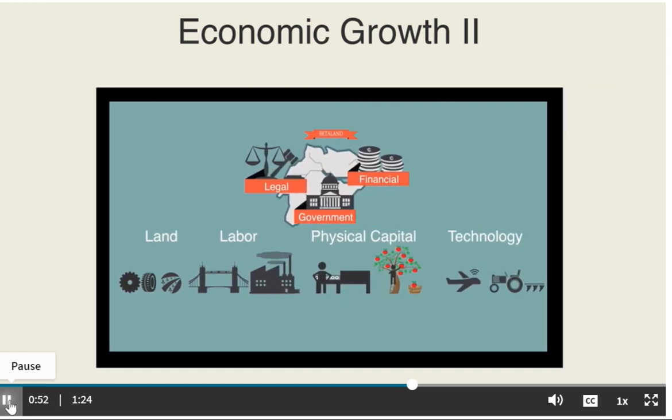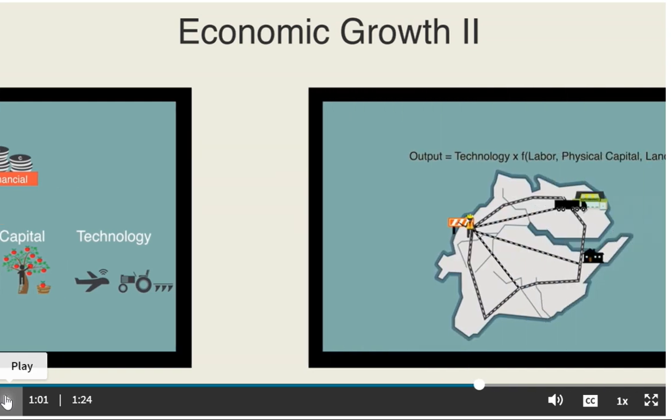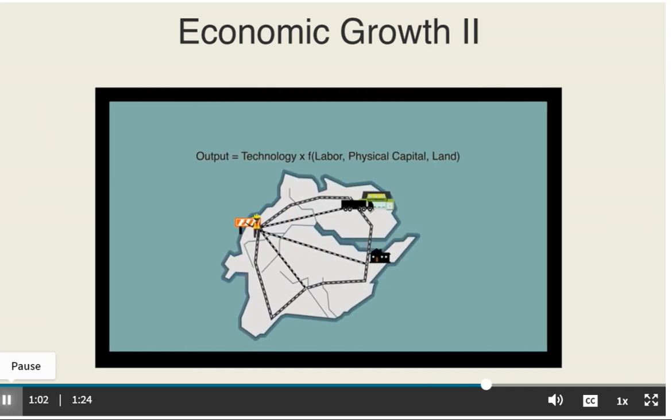The main factors of production that contribute to economic growth in a country include land, labor, physical capital, and technological advancement. We'll discuss how these factors interact with one another in what economists call a production function, which describes the way inputs are transformed into output.